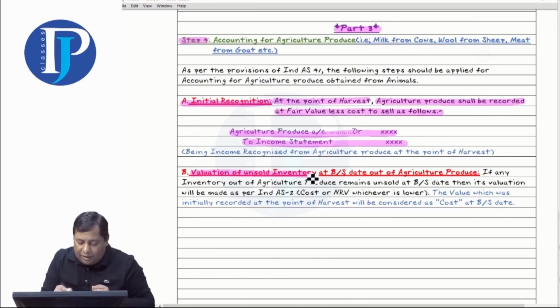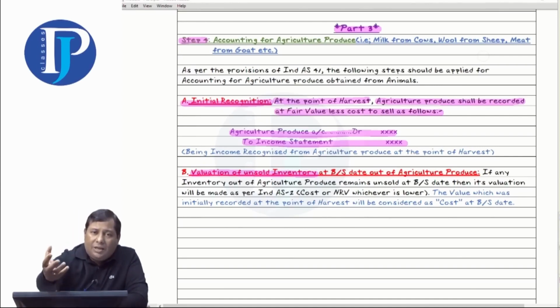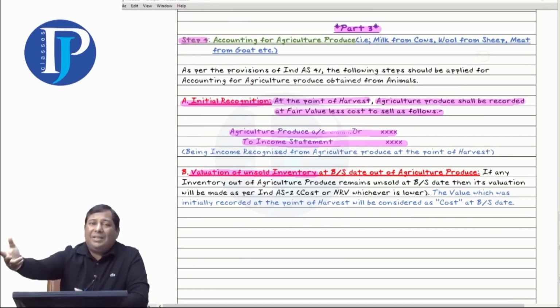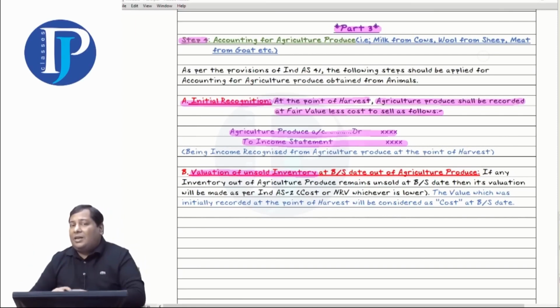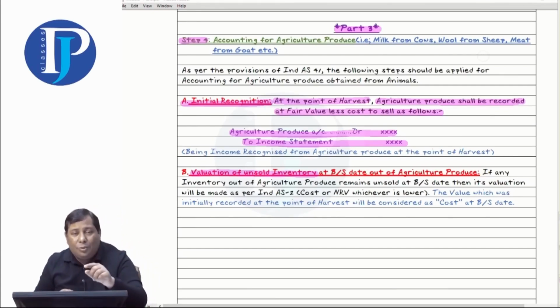Now we are at the unsold inventory. It could also be that you have wool, eggs or milk. If you have stock of these items left, you got agricultural produce, but you could not sell it. It remains unsold. If it's unsold, then its valuation will come again on balance sheet date. So when its valuation comes on the balance sheet date, now Ind AS 41 will not work. Now you consider that as inventory and apply Ind AS 2. And what does Ind AS 2 say? Cost or NRV, whichever is lower.